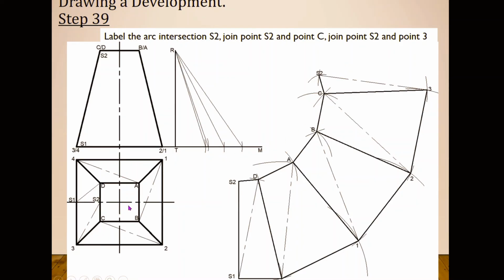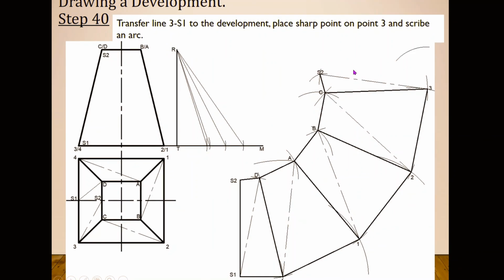Then you draw a line from C to S2, which is this line. You draw a line from 3 to S2. This is your line from 3 to S2. And then the last point, which is point S1. Now we're going to measure the distance from 3 to S1. From 3 to S1, you describe an arc. Then you take the measurement from S1 to S2, which is this one.